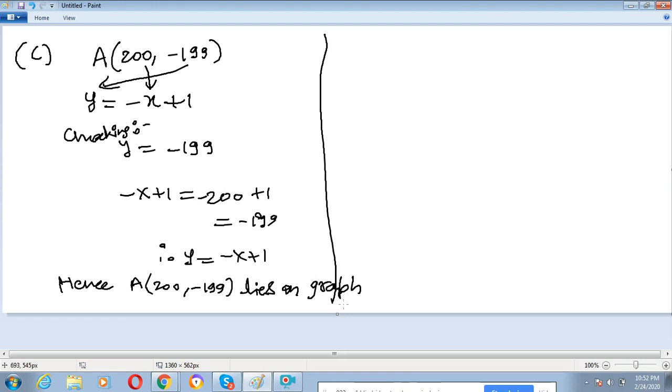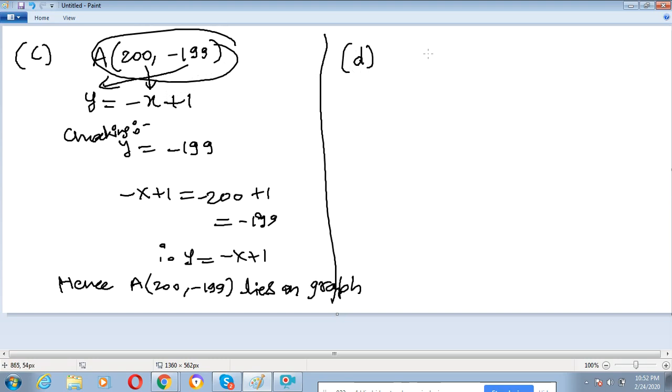So the C part was whether we have to check the point whether it lies on the graph or not. So the solution was just put it in the equation. Just put it in the equation. If left hand side equals right hand side, it lies on the graph. If not, then it does not lie.